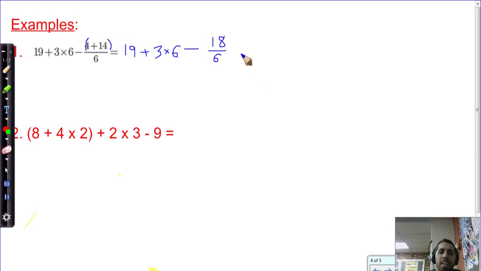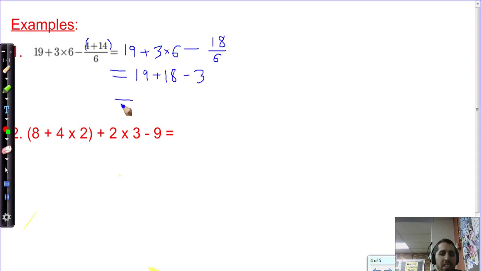Gemma says exponents next. We don't have any exponents, so then we're going to move right on to M. M says multiplication and division from left to right, so we're not going to add next because we need to do multiplication and division right here. And here we're going to multiply these two. 3 times 6 is 18. And then before we subtract any values, we can actually do this division as well because we need to do the division before we subtract. So 18 divided by 6 is 3.